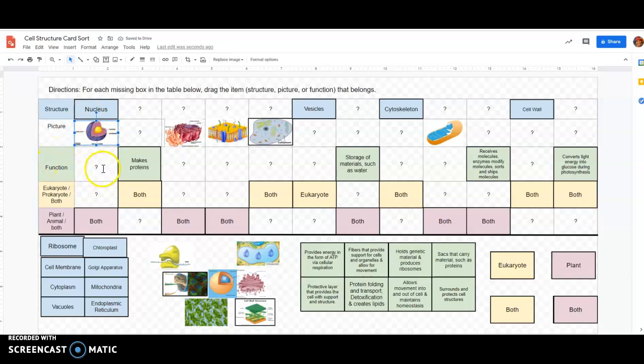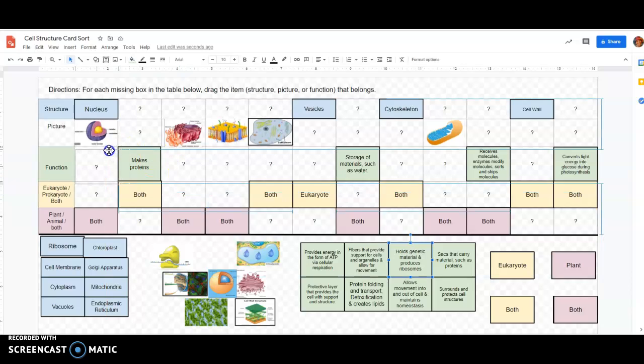What is the function of the nucleus? That's a green card. So you go and you look at the green cards. The function of the nucleus is that it holds genetic material and produces ribosomes. So I'm going to go ahead and drag that card in to the function of the nucleus.